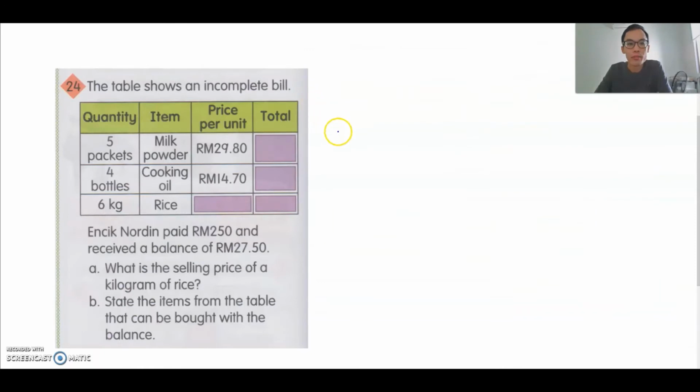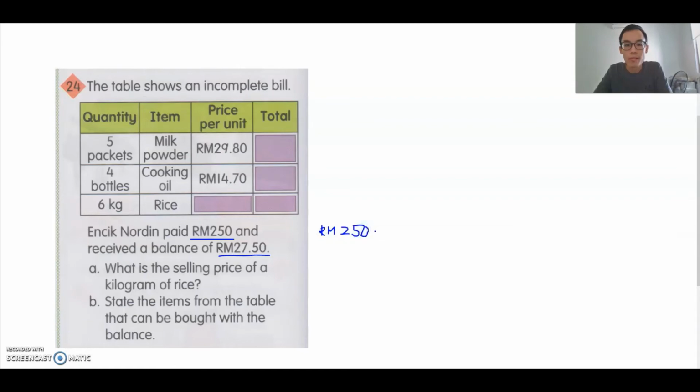Okay, question 24. The table shows an incomplete bill. Okay, bill yang tidak lengkap. Encik Nordin paid 250 ringgit and received a balance of 27 ringgit and 50 cents. What is the selling price of a kilogram of rice? Okay, step 1, you have to solve this first. He paid 250 ringgit and received a balance of 27 ringgit and 50 cents. So that's how we will find out the total bill. How much is the total bill?